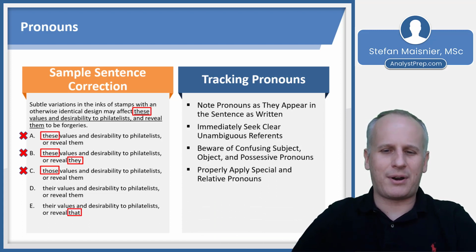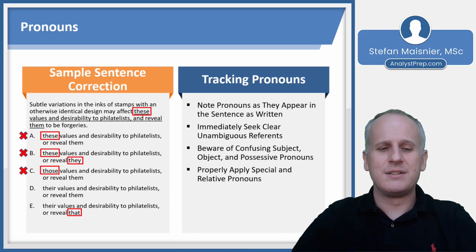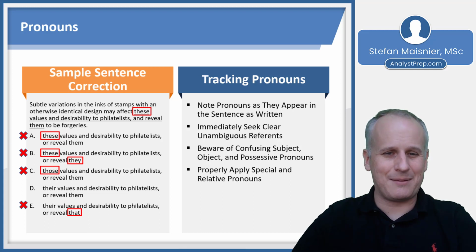Similarly, we have to properly apply special and relative pronouns. And we see that in choice E, we introduce a that. So reveal that to be forgeries means that it has to be a specific individual entity prior, and there isn't. It's the stamps, and the stamps are plural. And the stamps have already been identified as their values, referring to the stamps. So we can eliminate choice E, and we know that the stamps need to be of them since we need to use that object third person plural pronoun.